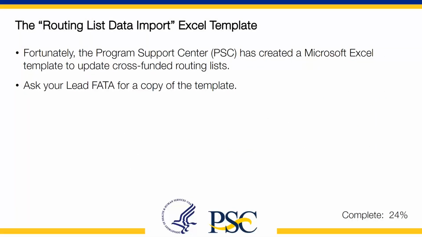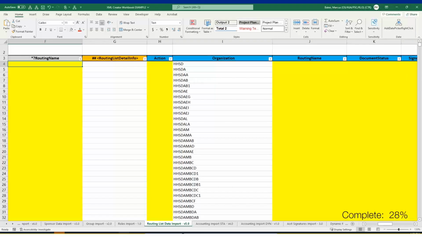Fortunately, the Program Support Center, PSC, has created a Microsoft Excel template to update cross-funded routing lists. Ask your lead FATA for a copy of the template. As we review this template sheet, remember to edit only those cells that are highlighted in yellow. Adding, deleting, or editing other cells may result in failure of, or errors to, the data import.